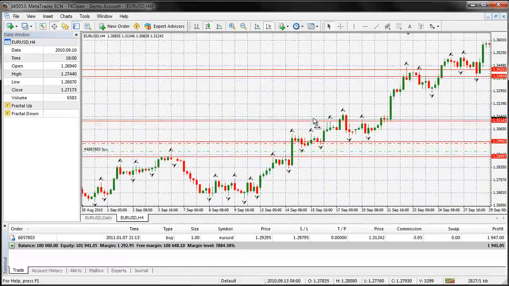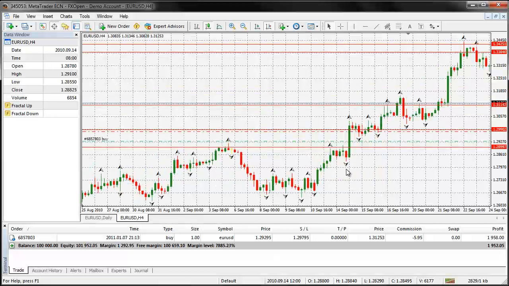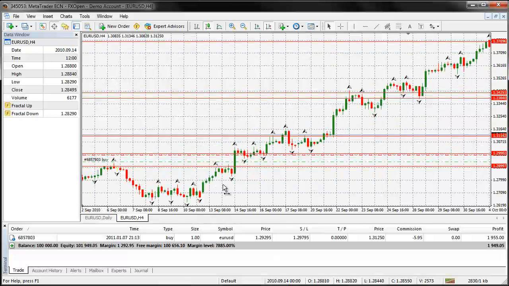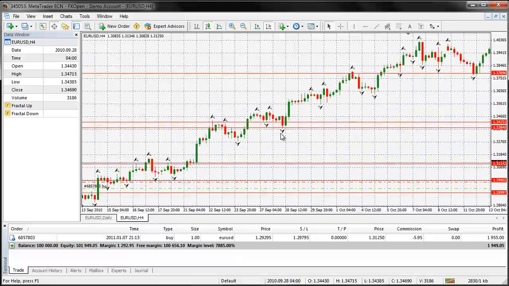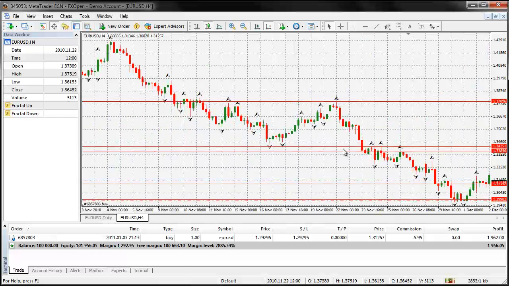Let's see if we can find an area where it's going sideways. See here, it's going sideways. There's no real definitive direction. Every fractal up or down is very, very close to each other. So you want to ignore those kinds of areas. Pinpoint any sideways trends if you see them, and only get in on trades when there's quite a big distance between the fractals as they appear on the chart.